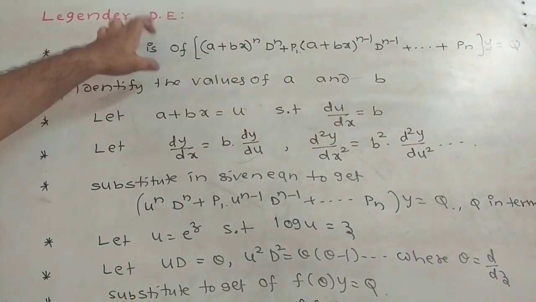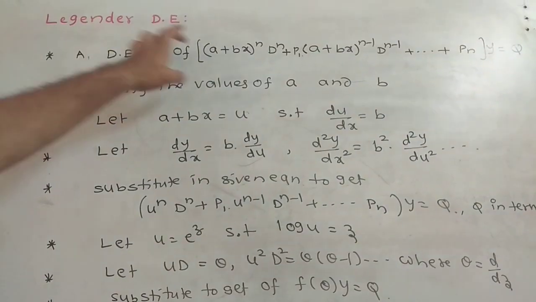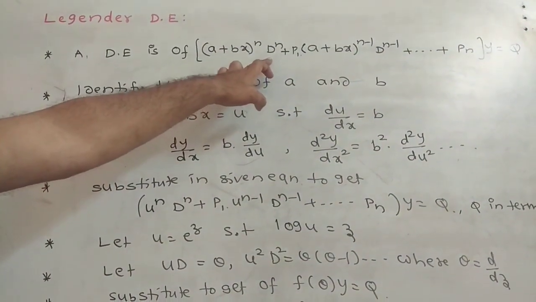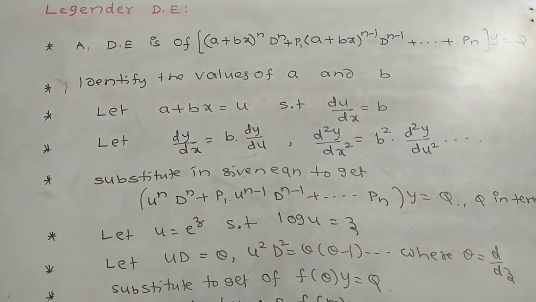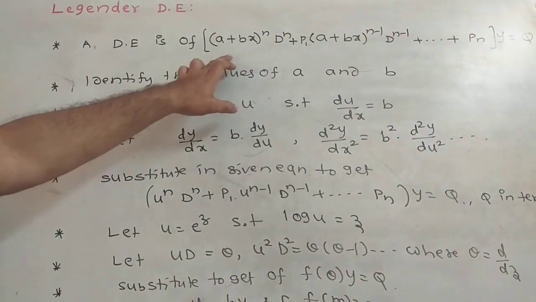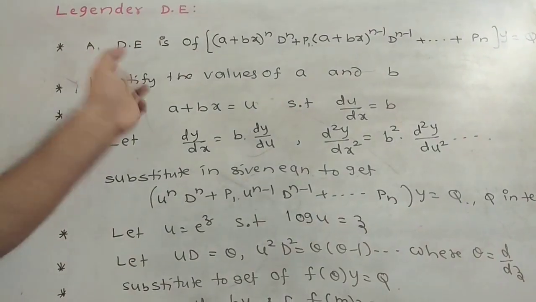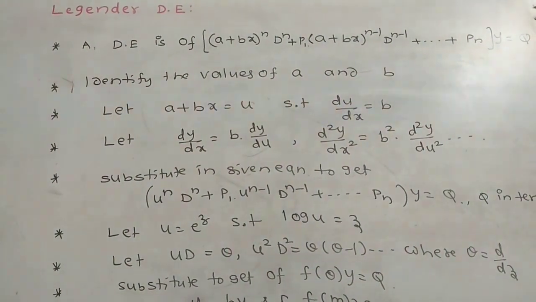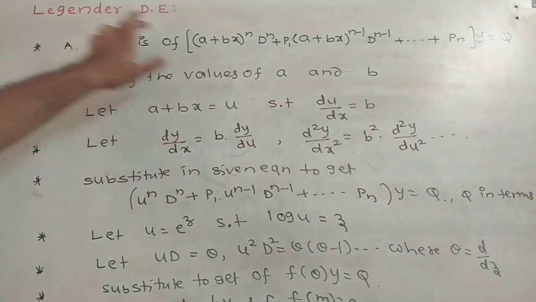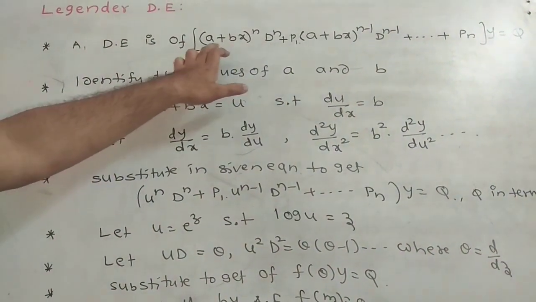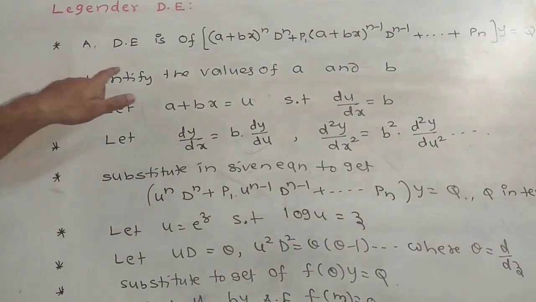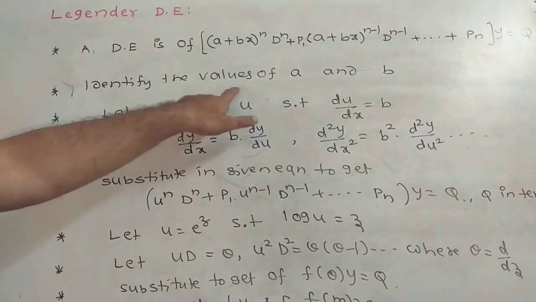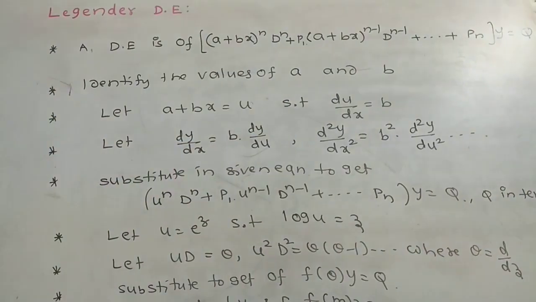In order to identify this Legendre differential equation, the nth derivative has the coefficient (a plus bx) to the power n. If the nth derivative coefficient is x to the power n, that comes under the Cauchy-Euler differential equation. So in order to say Legendre, the nth coefficient is definitely (a plus bx) to the power n. Corresponding to the given differential equation, identify the values of a and b.